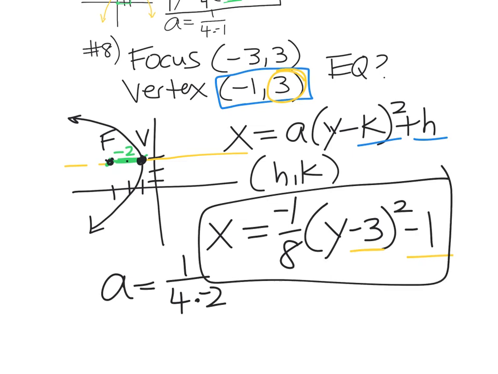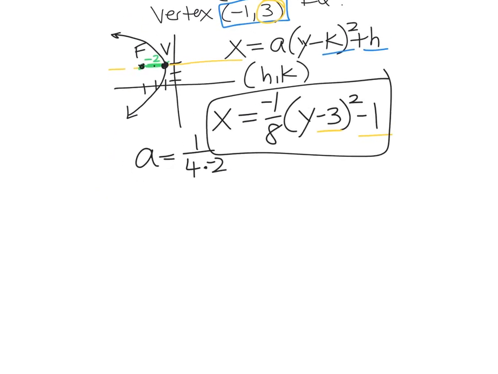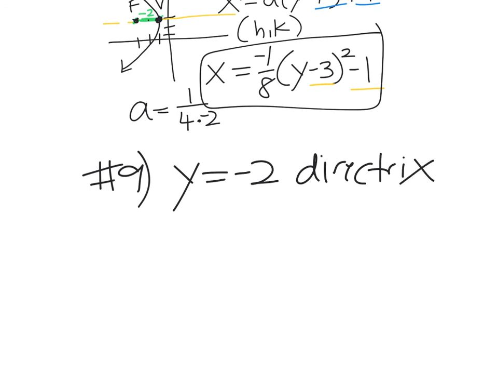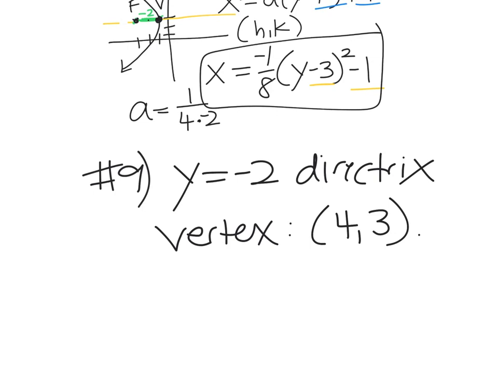Okay, you want to do one more? Yeah, why not? Number 9. Last one. Ooh, I told you I was going to try and give you a half an hour, didn't I? All right, let's say y equals negative 2 is the directrix, and the vertex is at 4, 3. Would you like to try this one? Yeah, okay, you try it.